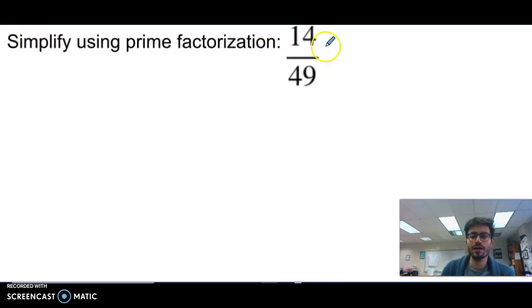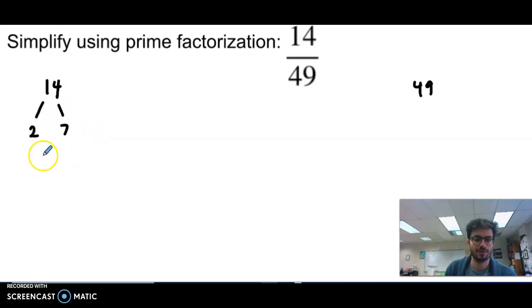In this example, I want us to simplify a fraction, but I want us to use a factor tree in order to do that. So we have 14 over 49. What does that simplify to? Well, let's make two factor trees. 14 we could split into 2 times 7. 7 doesn't have any more factors, so we're done. These are the prime factors.